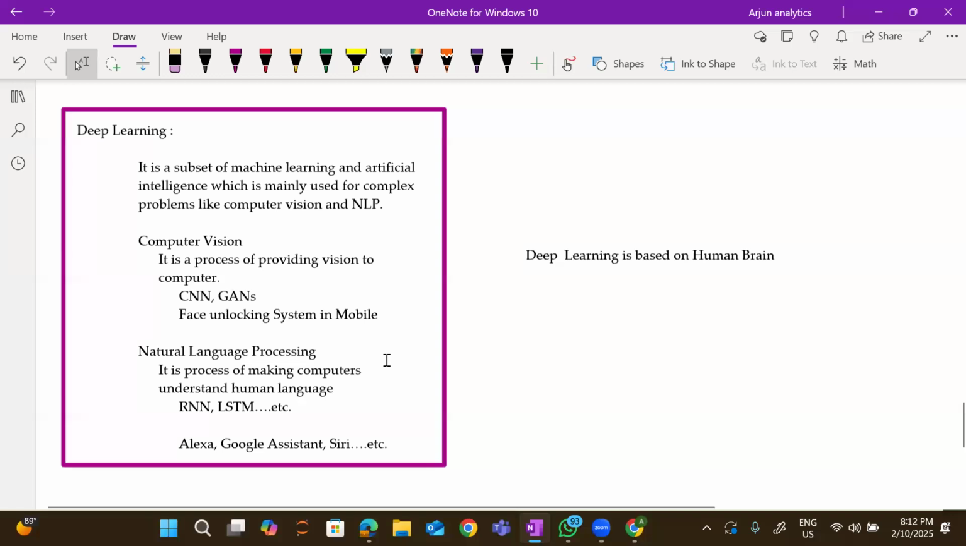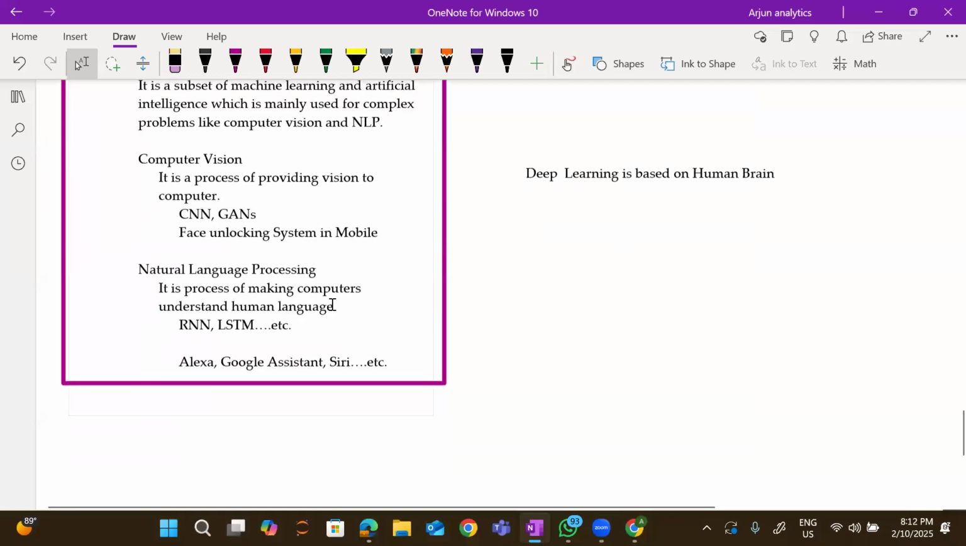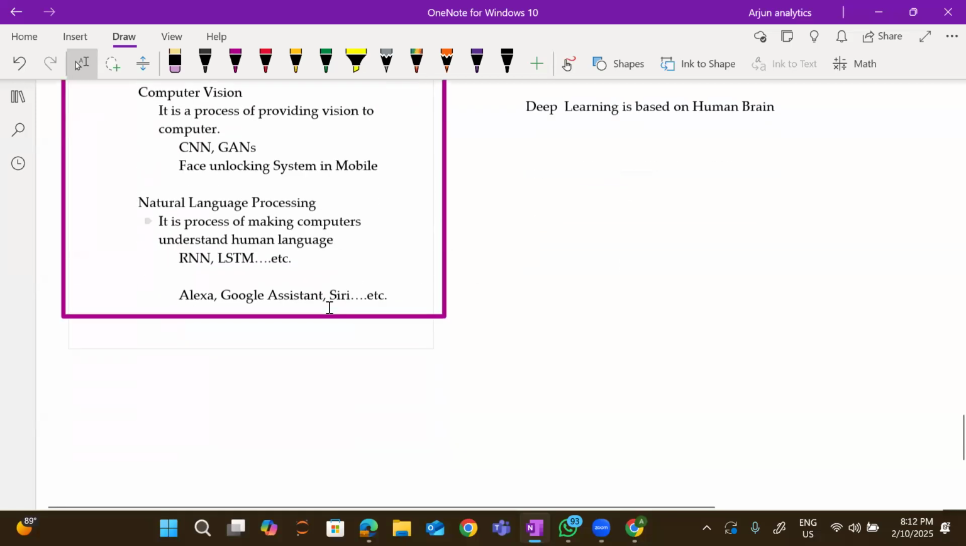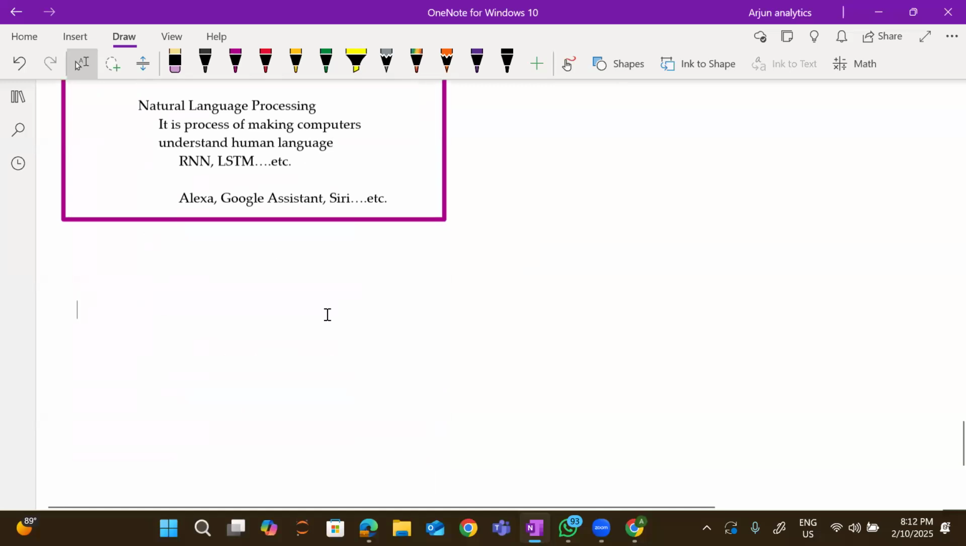Deep learning is based on the human brain. This is exactly what happens. Clear? Now, what is generative AI? See, guys, generative AI, in a sense, is again a type of artificial intelligence that majorly concentrates on creating new content.